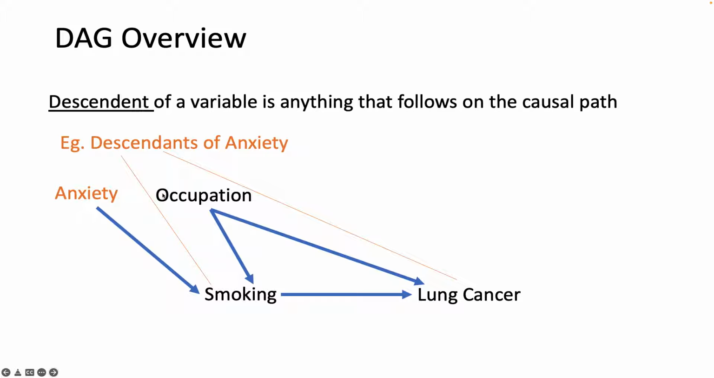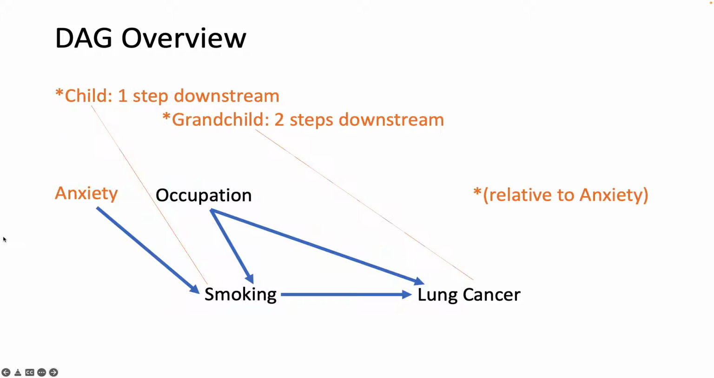In reality, it might be. Some jobs are more stressful than others, but just for the sake of this DAG to illustrate this, I could have just called this like X1, X2, X3. It's just to show what it looks like when something is down the path but not on the causal path. And again, similar to the upstream terminology, there is child, which is something that is one step downstream, and grandchild that is two steps downstream. This is relative to anxiety.